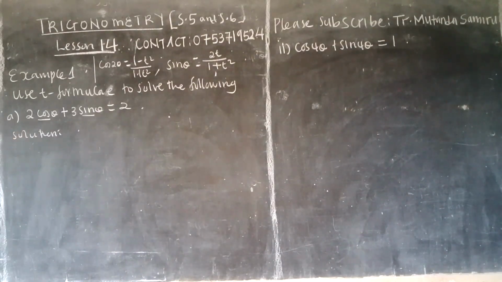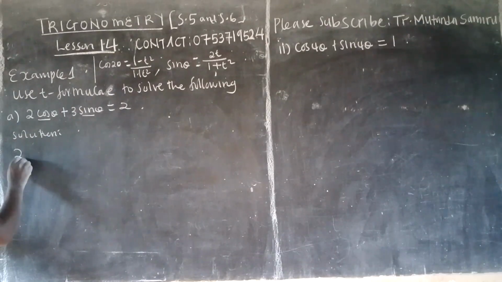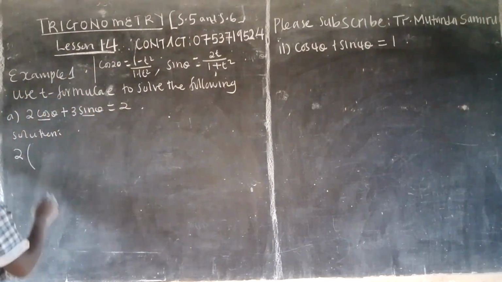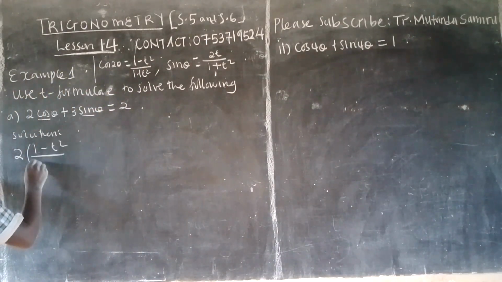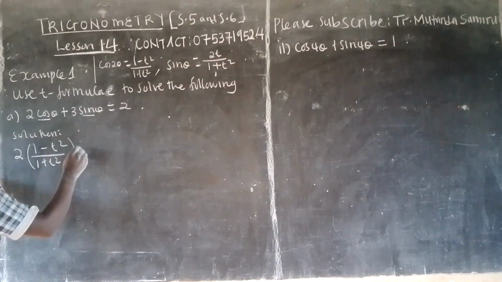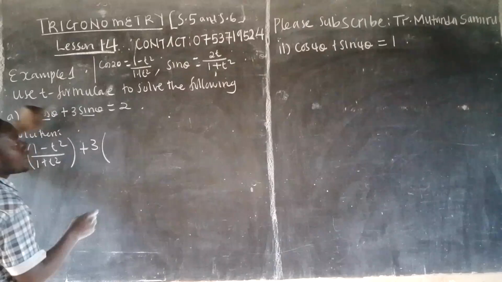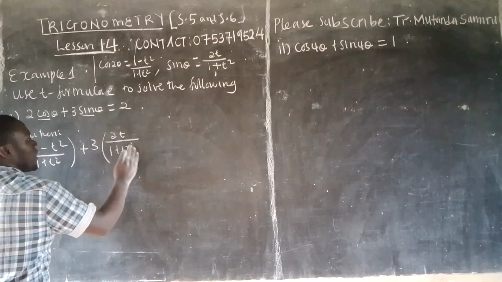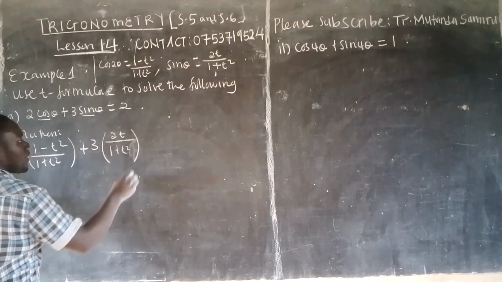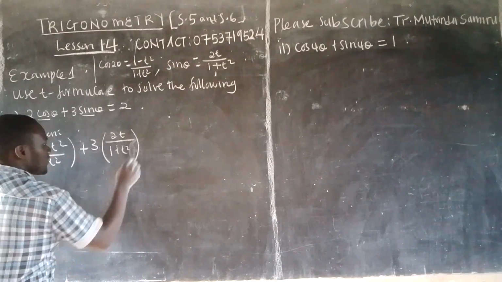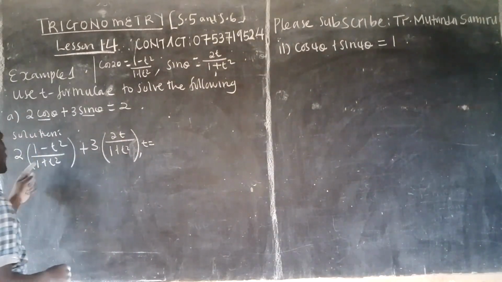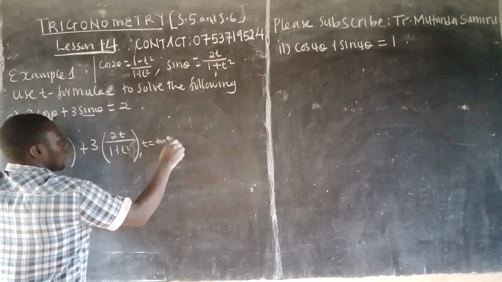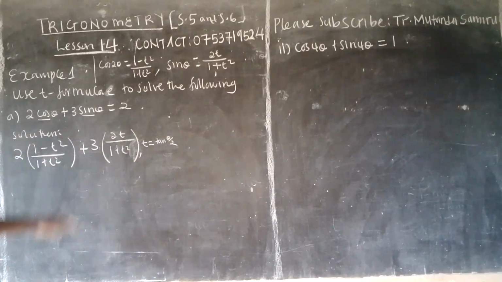So, solution now. We have 2 into the one for cos theta, which is 1 minus t squared over 1 plus t squared, plus 3 into the one for sine, which is also 2t over 1 plus t squared. But that happens only if t is equal to what now? Since this one was theta, t will be tan theta over 2. That's how we use the formula.